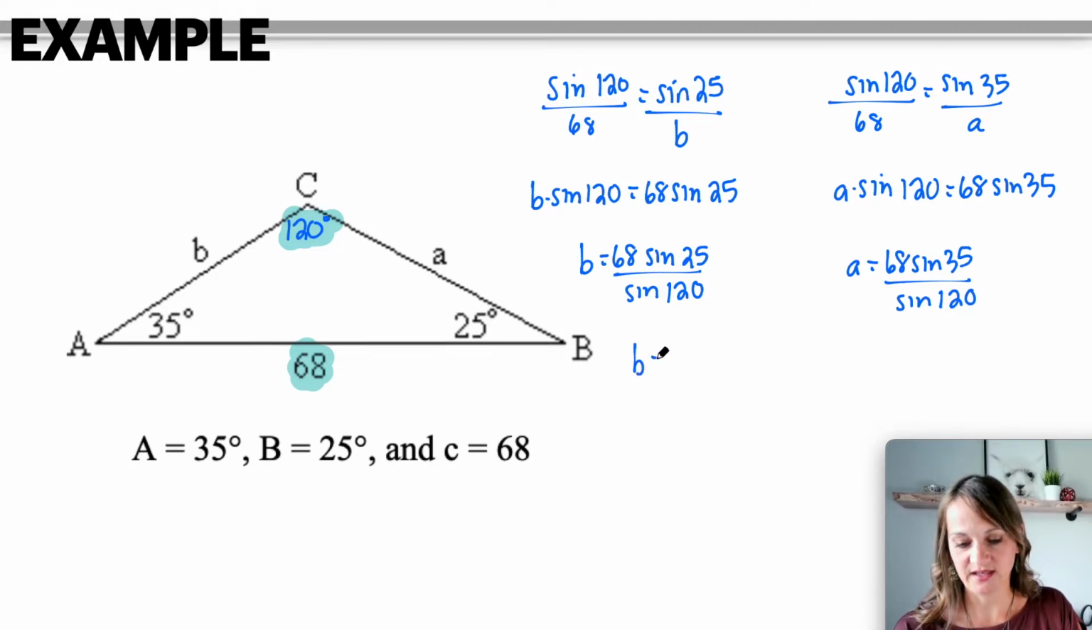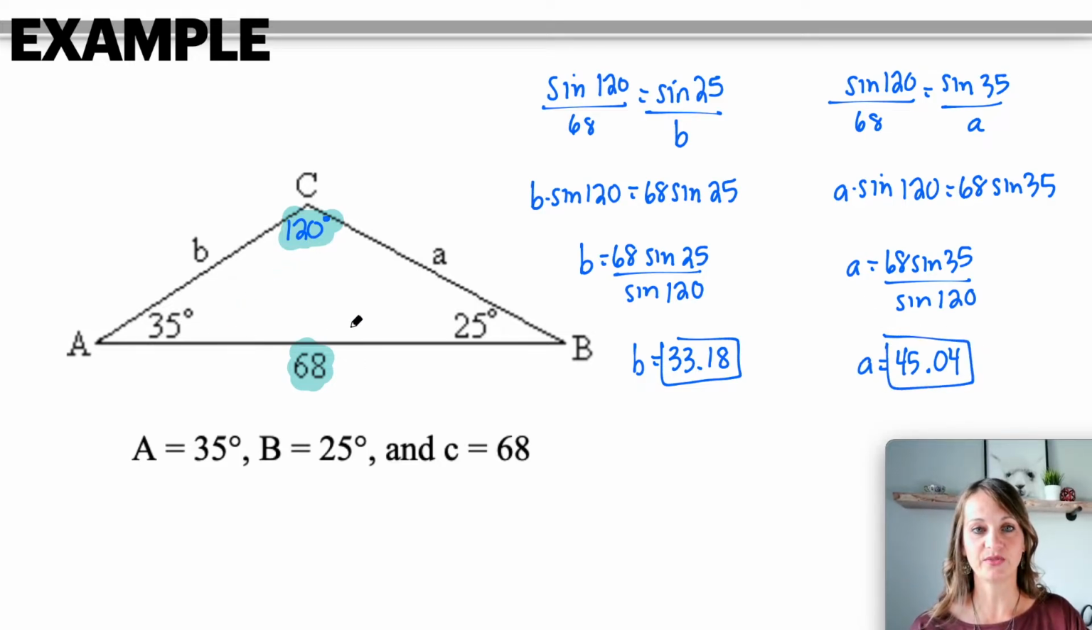So little b is going to be 33.18 and little a is going to be 45.04. So we have found all three of our angles and now we have found all three of our sides.